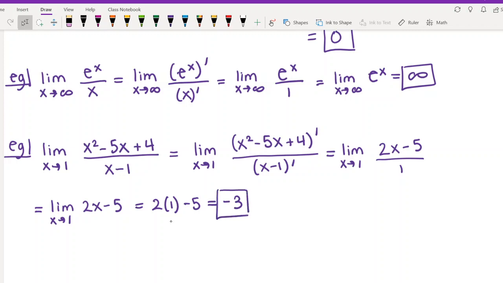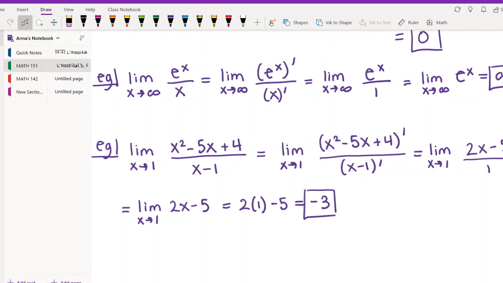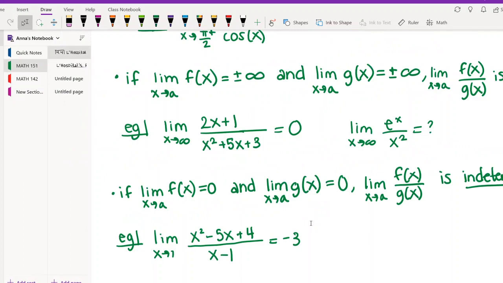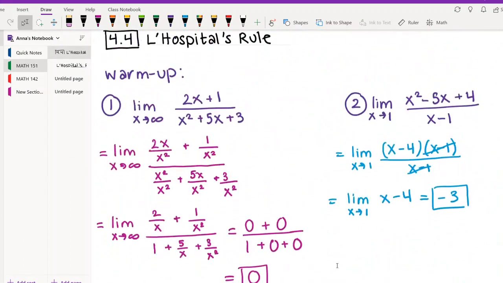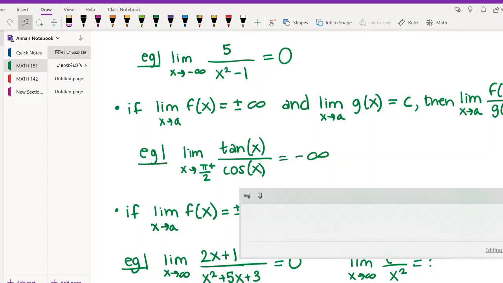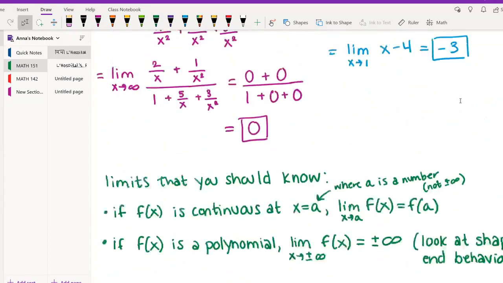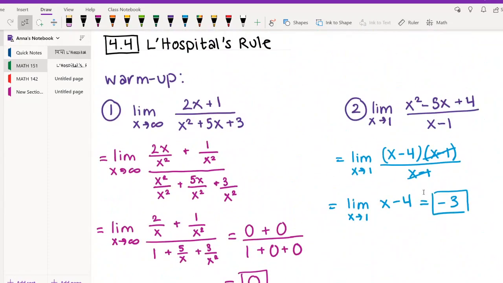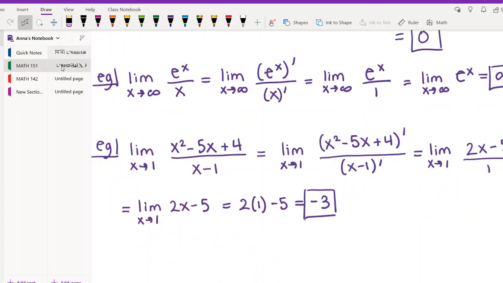So personally, I find this example really interesting because if we go back to the way that we did this example at the beginning of the video, we did it a completely different way, right? We factored and canceled, and so we ended up plugging 1 into x minus 4. And when we did it this time, we ended up plugging 1 into 2x minus 5. So we were taking the limits of completely different functions, but the answer still comes out the same.